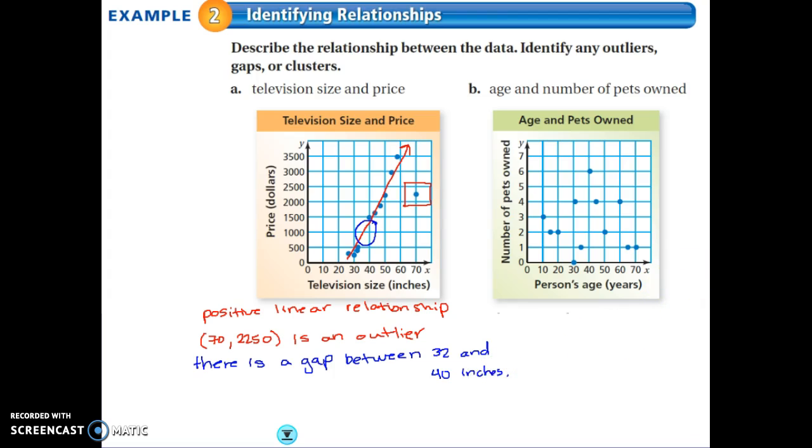And then any clusters, same thing. Here are my clusters. All the dots are pretty close together. So there is a cluster between the first dot in that cluster, at about 25 inches, and the last dot, at about 32. So 25 and 32 inches. Go ahead and take a moment to pause the video and try the next part B on your own.